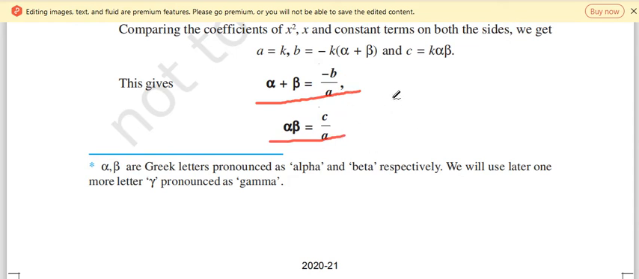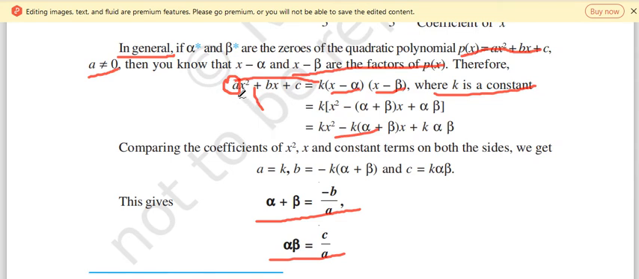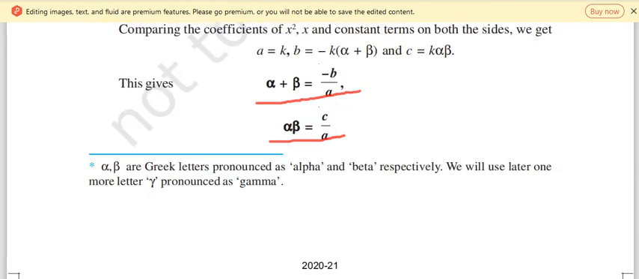Here ax square plus bx plus c is the standard form of a quadratic polynomial. If alpha and beta are its two zeros, then alpha plus beta equals minus b by a and alpha beta equals c by a. This is the standard relation of the zeros of a quadratic polynomial.